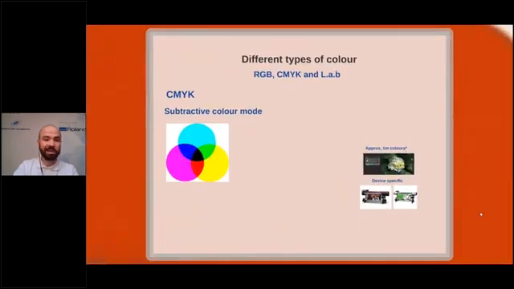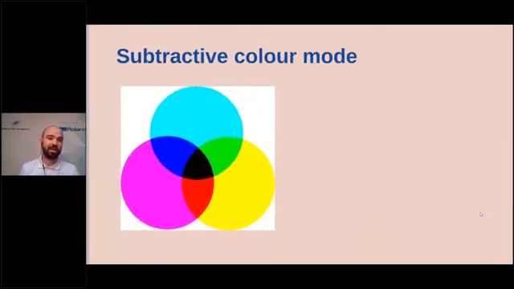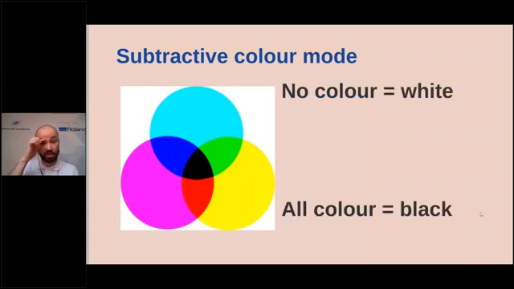Next up, if we look at CMYK, CMYK is a subtractive color mode. So in essence, it's kind of the opposite of RGB. So in the CMYK color mode, we start off with no color, which means white. And then if we combine all of the colors, we reach black.